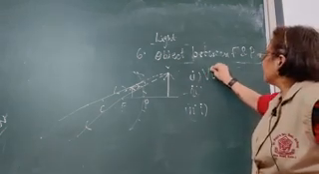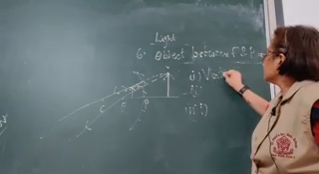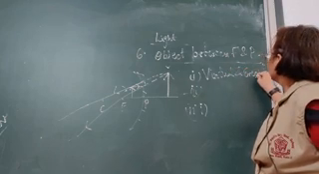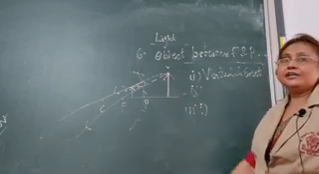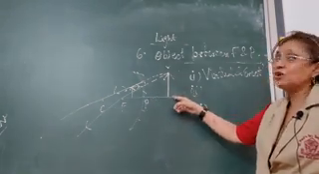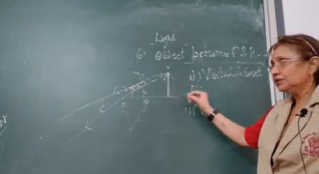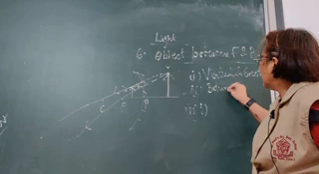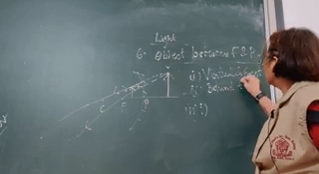The first point is the image is virtual and erect. The second point is the position of the image. Where is it formed? It is formed behind the mirror. So the position of the image is behind the mirror.